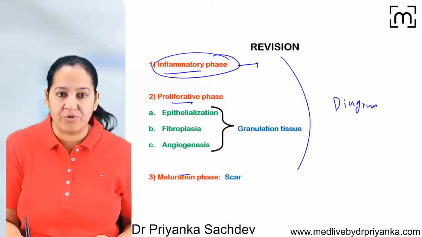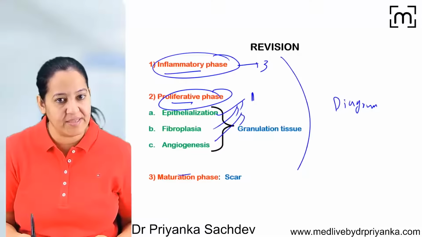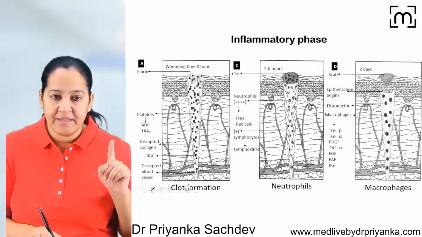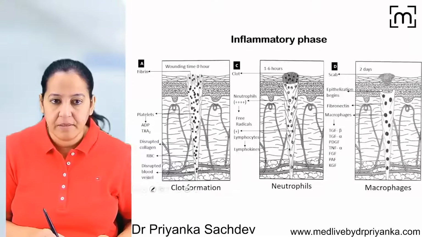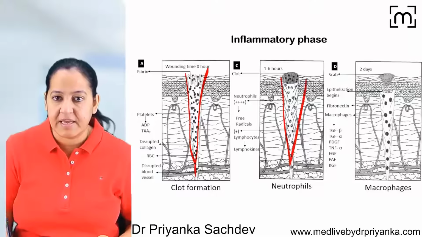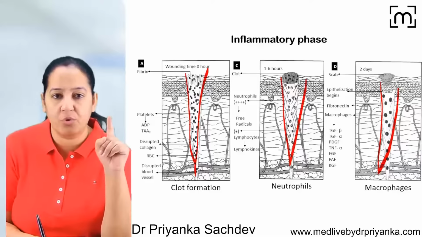In inflammatory phase, draw 3 diagrams. In proliferative phase, draw 1 diagram in which you have to show all these 3 things. And in maturation phase, also draw 1 diagram. Let's revise it quickly. So here in the inflammatory phase, you can see this is the gap. And here, this is the gap. Okay.